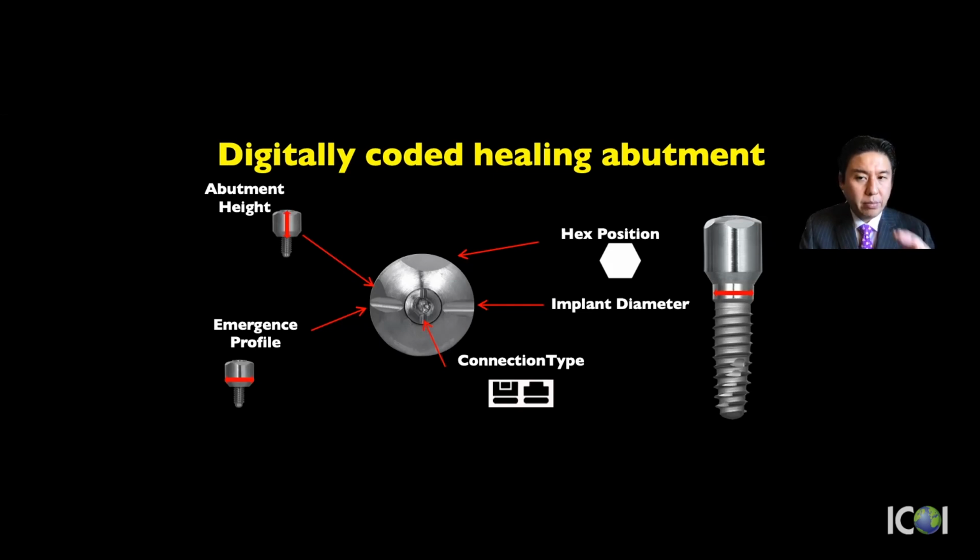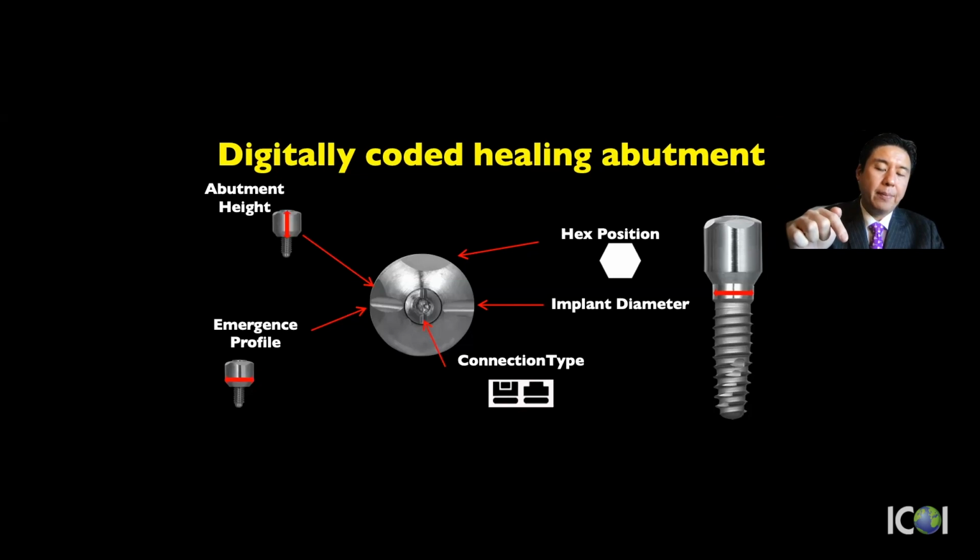So when you scan this healing abutment with an intraoral scanner, or take a normal impression and then make a scan, you will know exactly where the implant is, and also the abutment height, emergence profile, hex position, implant diameter, external or internal. You just need to capture this hex, the dip and the slits. You just need to do that. So this unique digitally coded healing abutment acts like an impression coping, as I said.